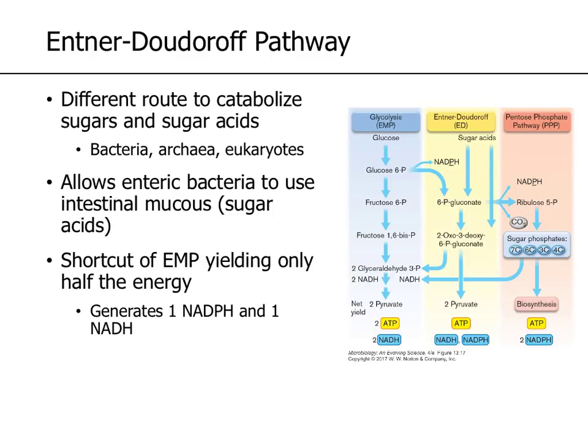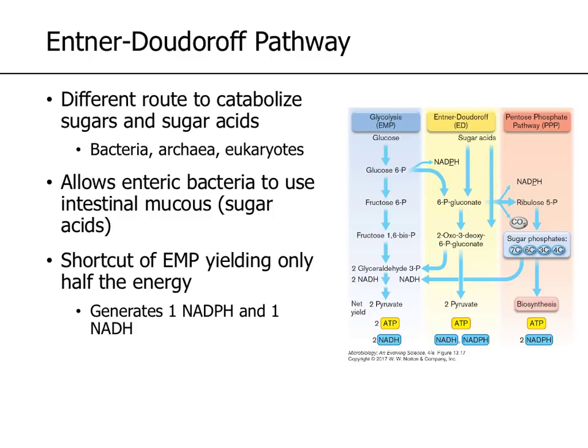Okay, so we were talking about glycolysis here, but there's another pathway. The second pathway we're going to talk about is the Entner-Doudoroff pathway. Again, this is just a different route to catabolizing sugars. It's used by bacteria, archaea, and eukaryotes. This one is actually key for the bacteria that are living in your gut. So this allows enteric bacteria to use intestinal mucus.